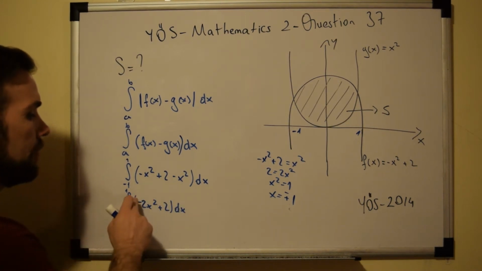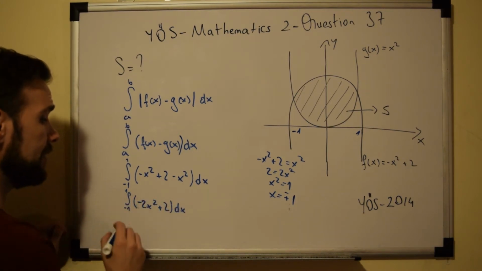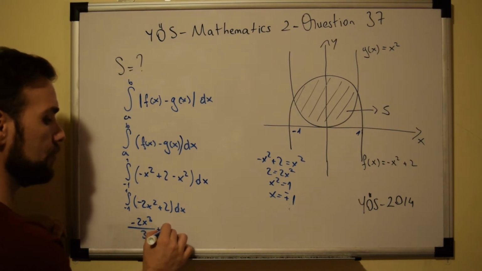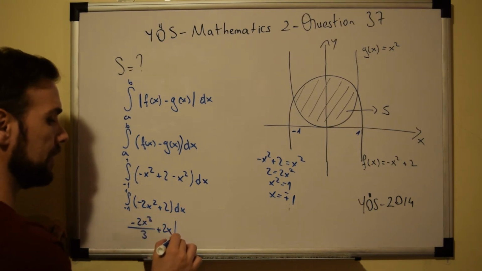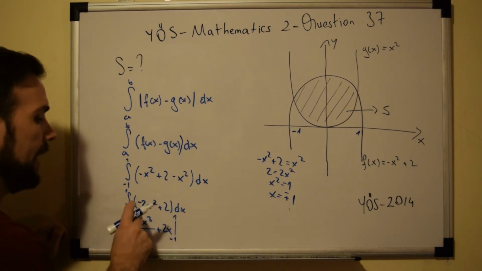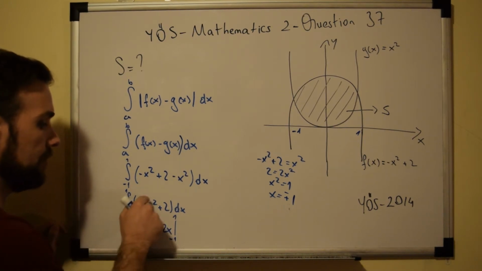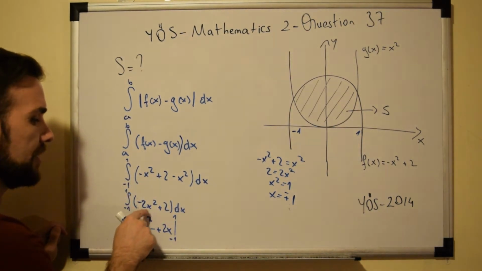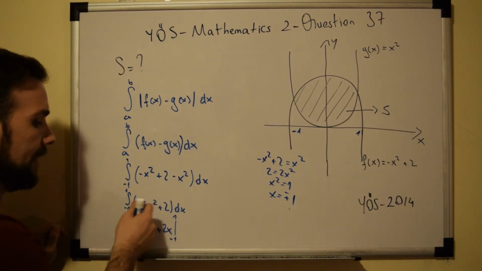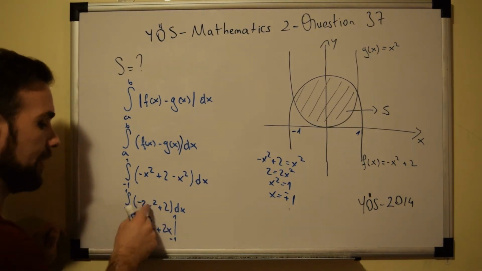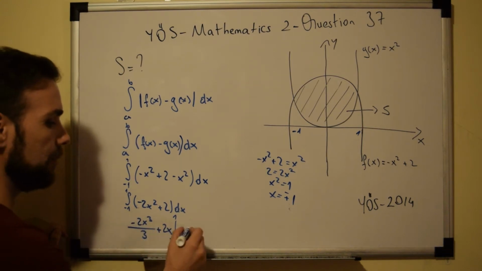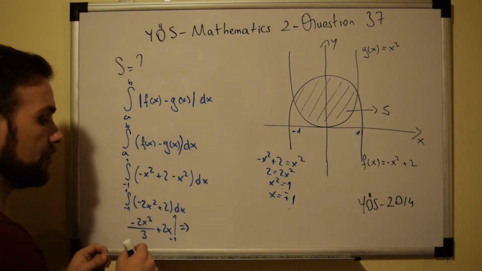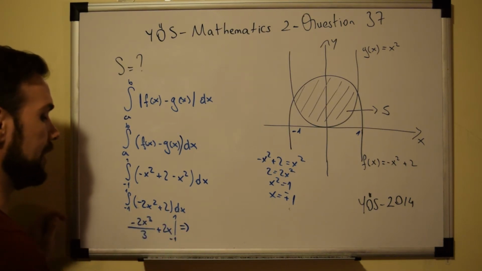Now, what is the integral of minus 2x squared plus 2? The integral is minus 2x to the power of 3 over 3 plus 2x, for the values of x from minus 1 to 1. As you can see, when we take the integral of an expression, we add 1 to the power and we divide that expression by the value of that power. So here we give x the value of 1 and we subtract the expression when we give x the value of minus 1.